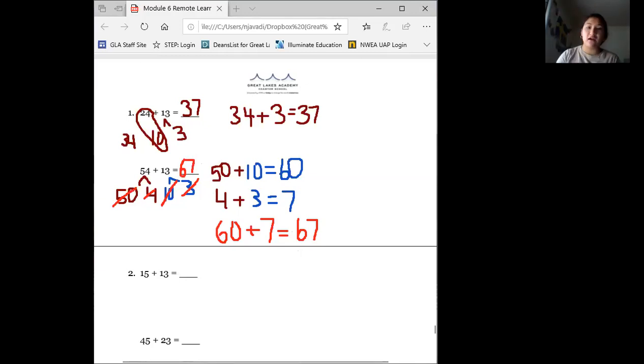So over here on the first problem, we just broke up the smaller number into tens and ones. On the second problem, we broke up both numbers into tens and ones, added the tens together, then added the ones together, then added the numbers that we got for the tens and the ones together. Let's keep moving on this page. If you need more time to write down these problems, pause and make sure you get all of this on your page now.